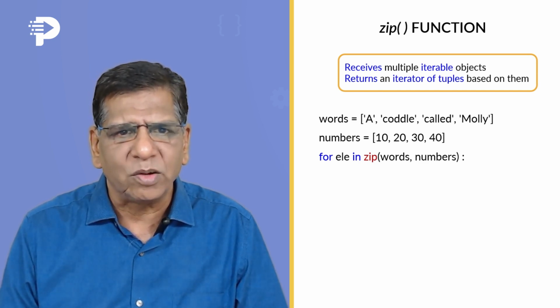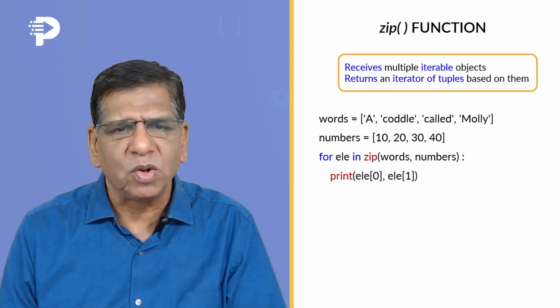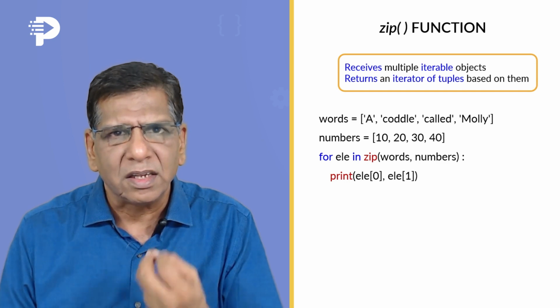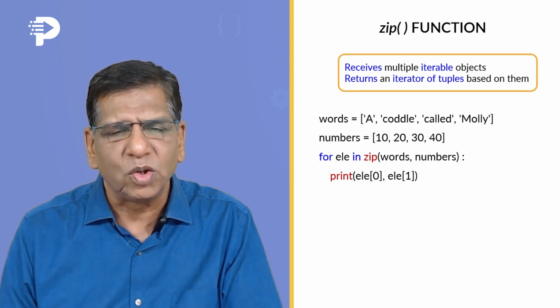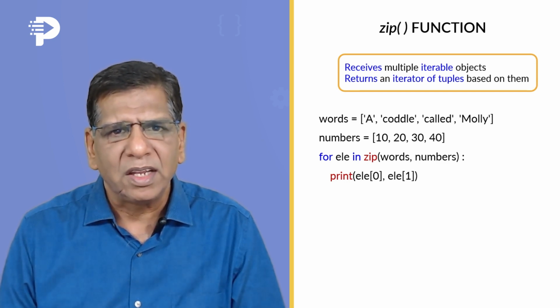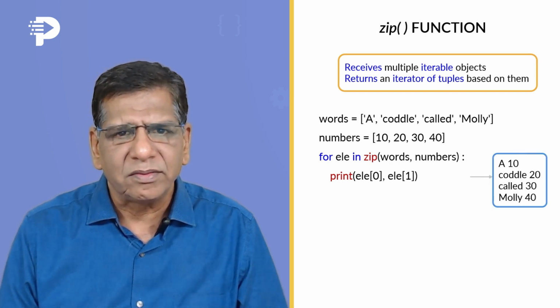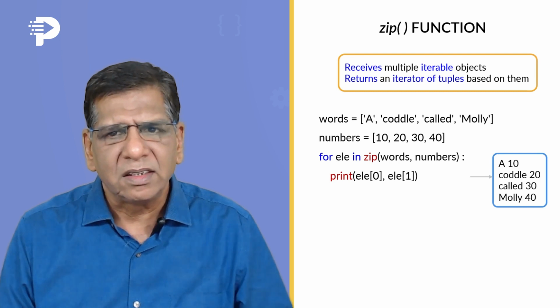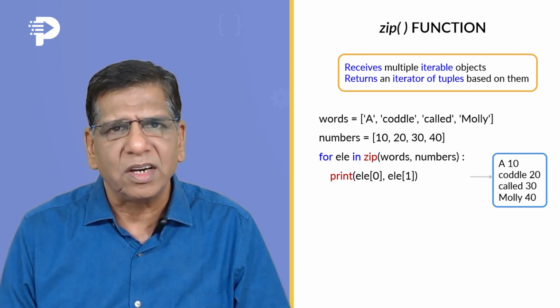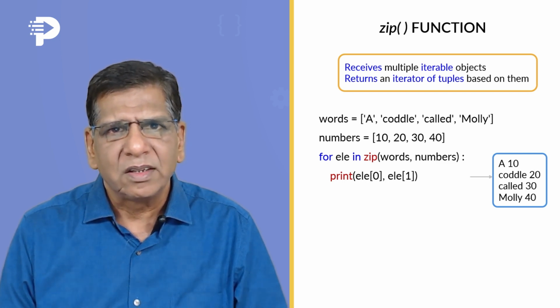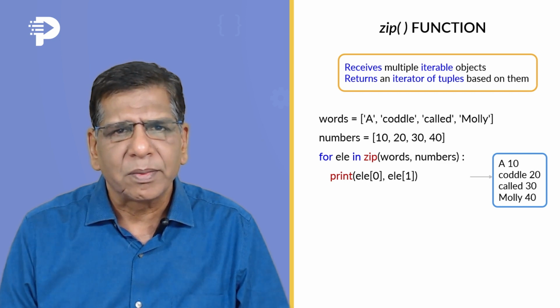For example, I can now print out element 0 and element 1 of the tuple. Its 0th and first positions will be A and 10. And then the next will be Caudal and 20, then Called and 30 and Molly and 40. Fine. That is how I can work with the zip function.